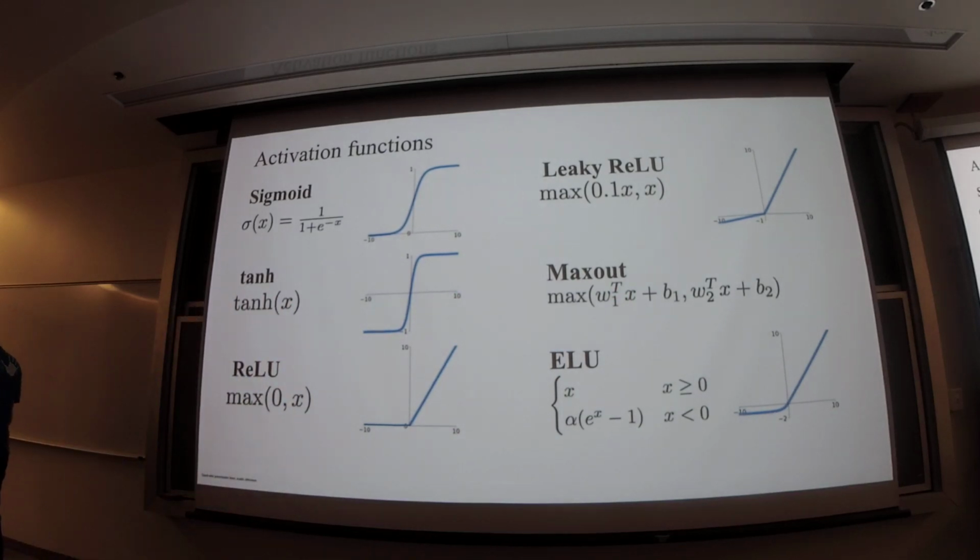So there you go. Which one will you pick? That's the wrong question to ask in this class. There's only one real answer to that, and it's don't pick sigmoid. That's the worst one.